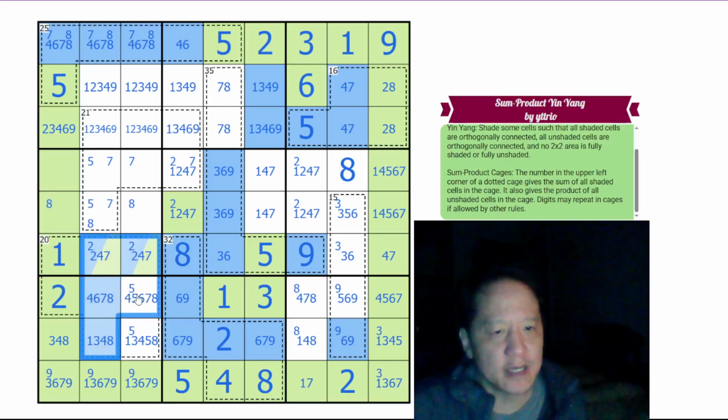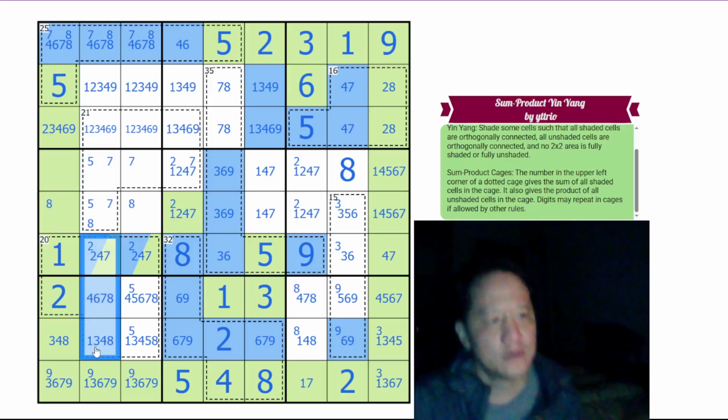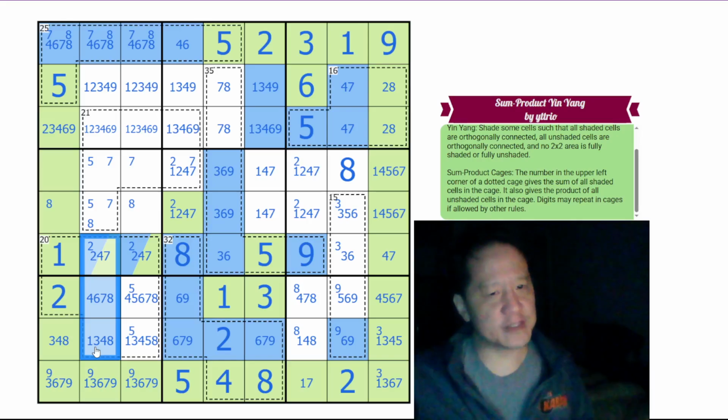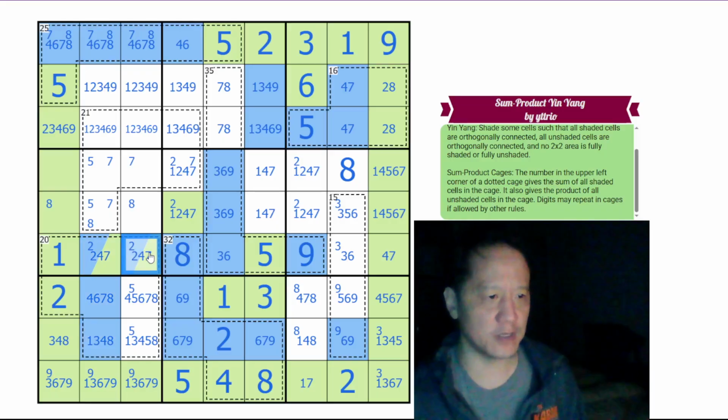That means this must add up to 20 with 4 digits. Can it ever add up to 20 with 3 digits? 7, 8, and you can't have 5 available. 7, 7, and 6 could work, but then the problem is the 7 would have to be here. And this would be 7 and... You can't have a 7 or 6 here. It has to be with 8. Okay.